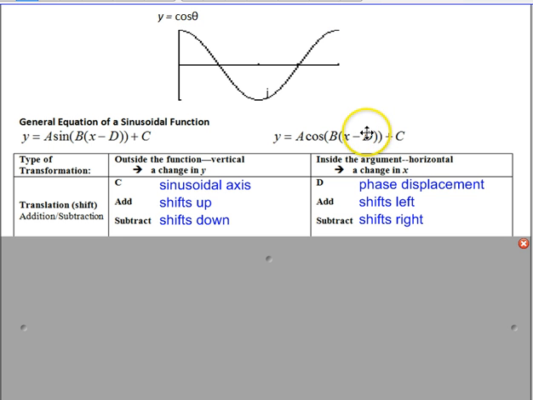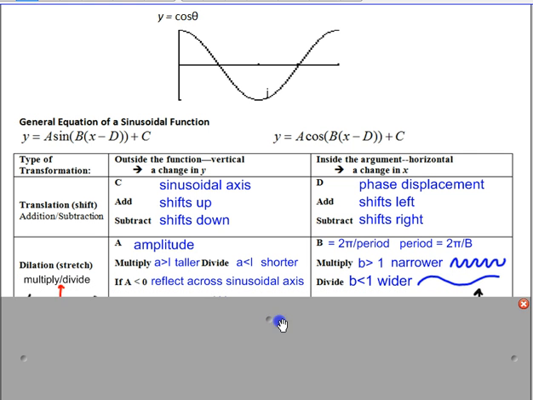Interestingly enough, when we subtract, when we say x minus 3, the phase displacement actually becomes 3. And when we say x plus 3, the phase displacement becomes -3. In other words, when we add a number, it shifts left. When we subtract, it shifts right.